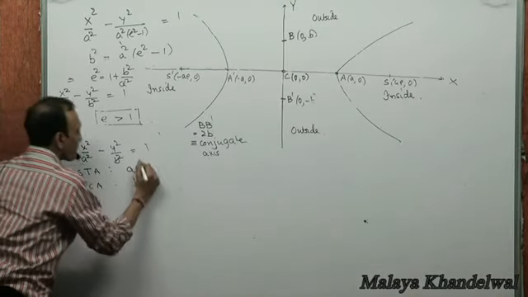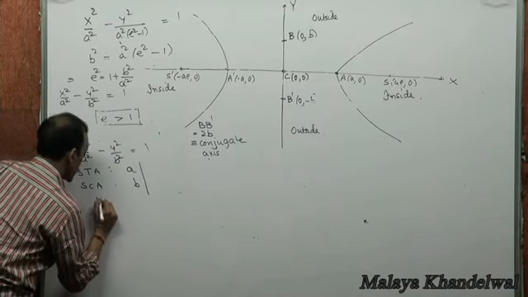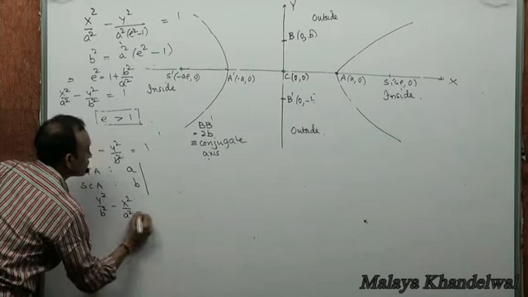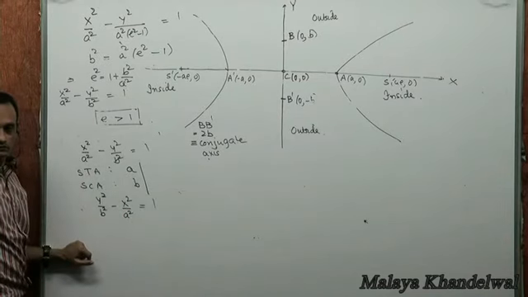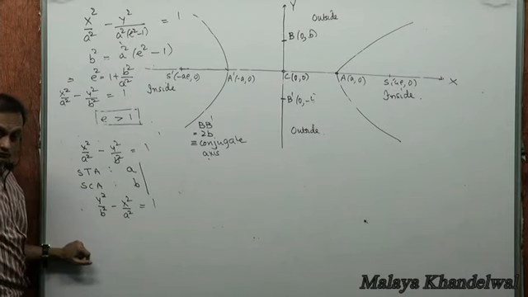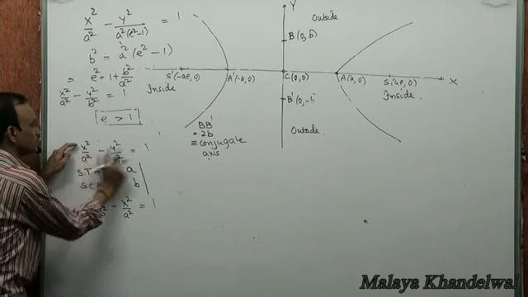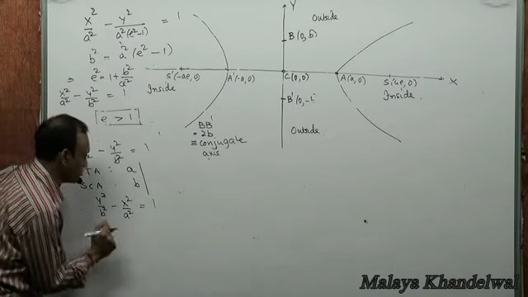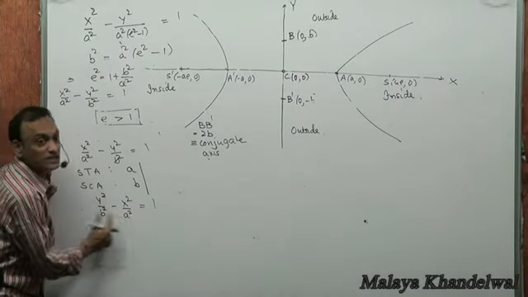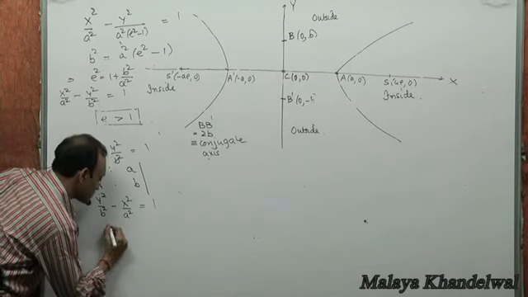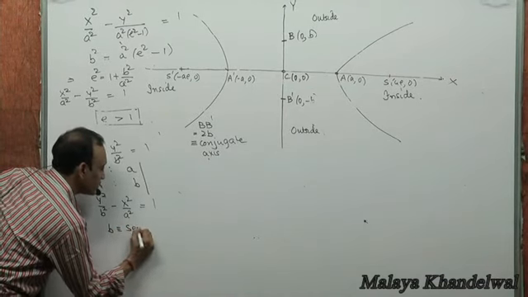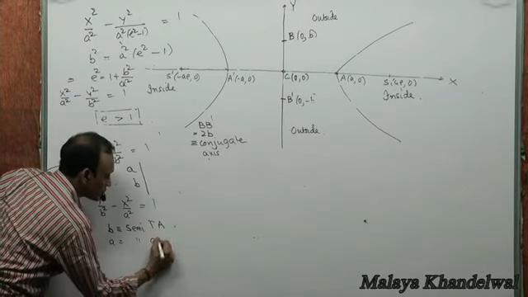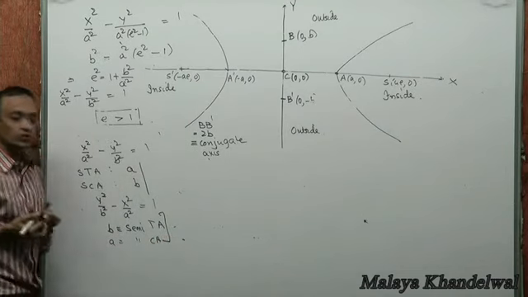Suppose I had something like this: y squared by b squared minus x squared by a squared equal to 1. That means I have interchanged these positions, right? Then this will also be a hyperbola. In this hyperbola, A will become the semi-conjugate axis and B will become the semi-transverse axis.